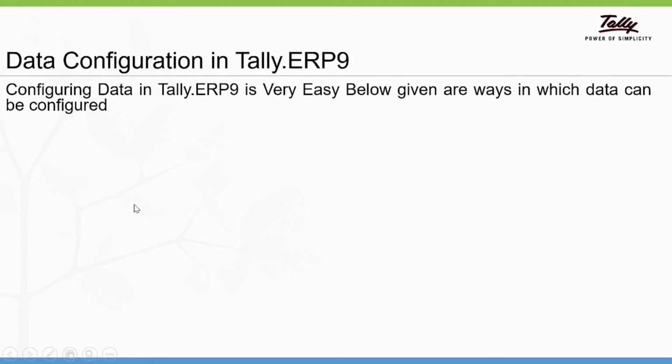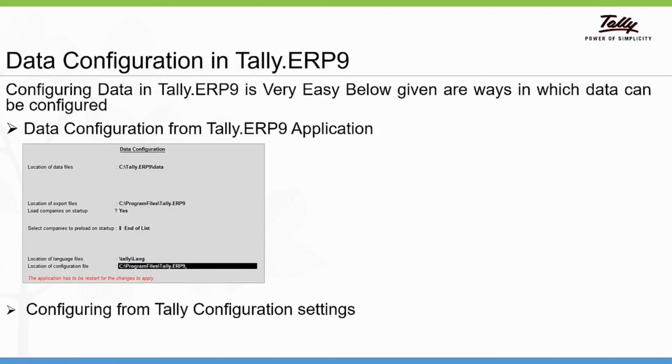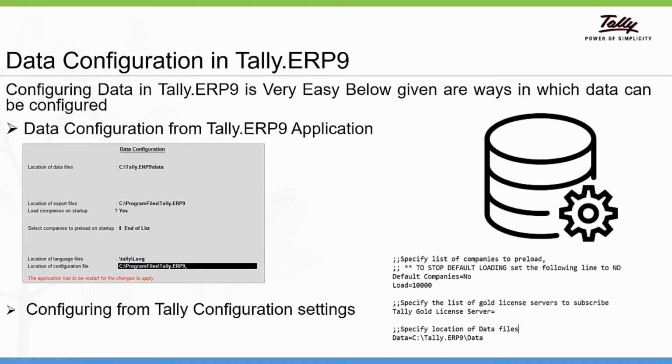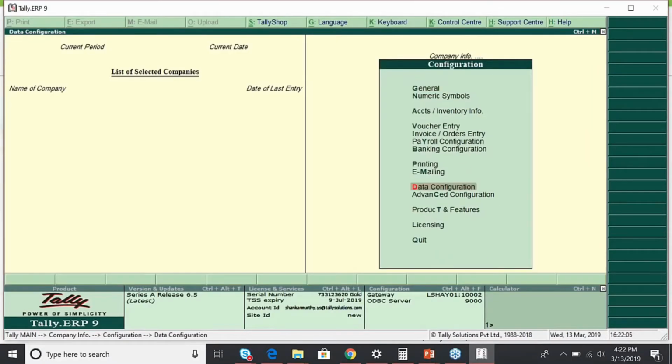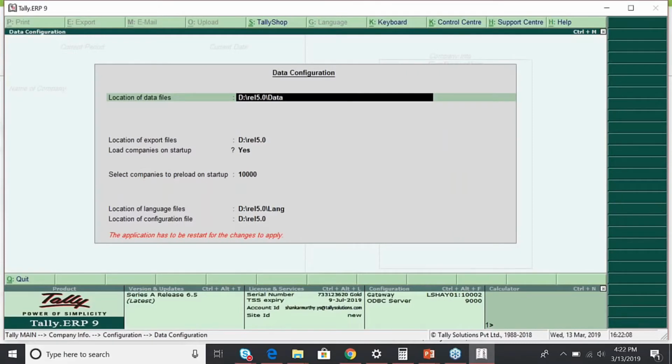You can configure the data from two ends. One is from the application itself and the other is from configuration settings. So let's see how we can configure the data from the application. Once you open Tally, press F12, data configuration. By default, whenever you install Tally, the system will take the existing folder itself. If the data is hosted somewhere else and you wish to change, you can change the data folder path.